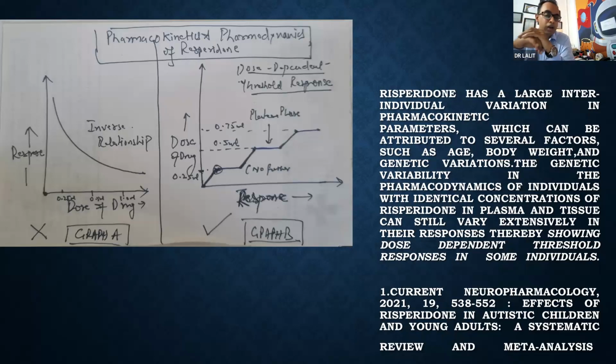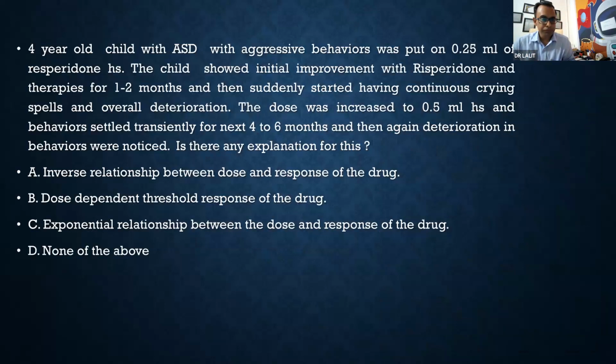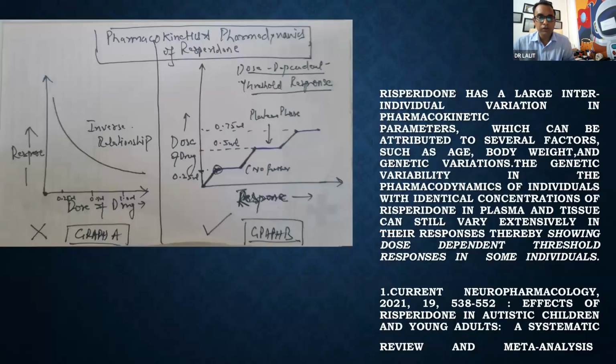So that is why my approach is always to reserve this drug only for difficult and self-injurious behaviors, where there is hitting, biting, pushing, pulling of hair, scratching, and causing injury to others and themselves. Because many a time behaviors could be due to sensory issues, or could be due to comorbid issues. So this is the typical pharmacodynamic mechanism of this drug. So the answer is B, dose-dependent threshold response of the drug.